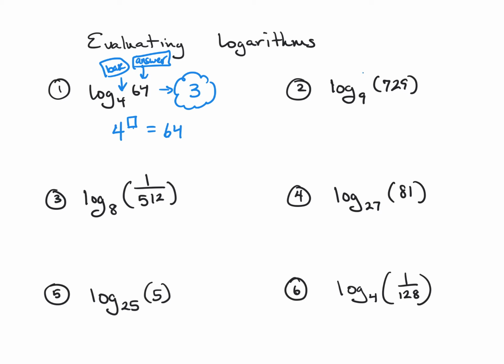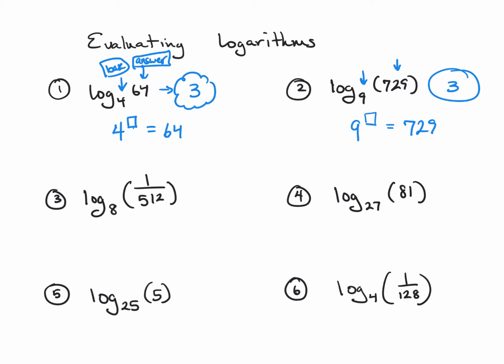So 9 is the base. This is the answer. I'm looking for 9 to what power equals 729. And just like the first one, when I evaluate this, the answer is 3. So 9 to the 3rd power happens to be 729. Now moving on to the next one.